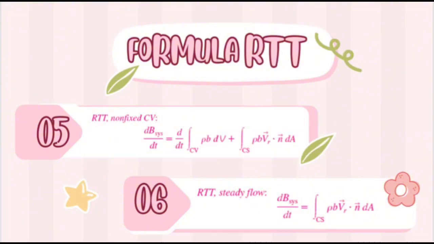So the formula for a non-fixed CV is dB_sys over dt equals d over dt integral CV rho b dV plus integral CS rho b V dot n dA. For formula number 6, in steady flow, the property B inside the control volume does not change with time, meaning d over dt integral CV rho b dV is equal to 0. As a result, the time derivative of B_sys depends only on the flux term. So the final formula for steady flow is dB_sys over dt equals integral CS rho b V dot n dA.